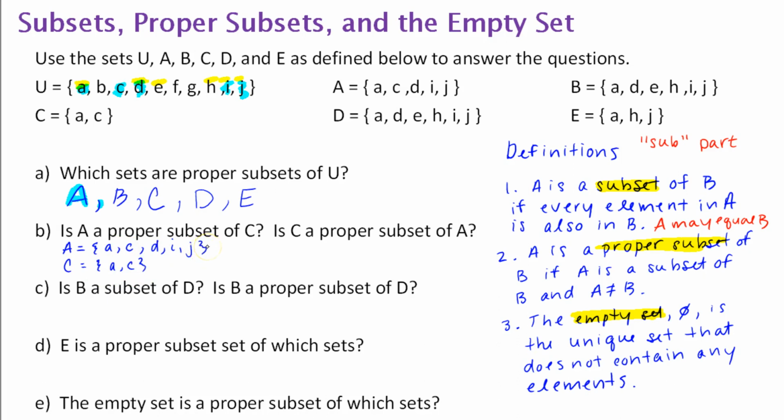Officially, we could use this idea: is every element in A in C? And we could say, well, there's an element D that's in A and it's not in C, so it's not a proper subset. So let's write that. A is not a proper subset of C.